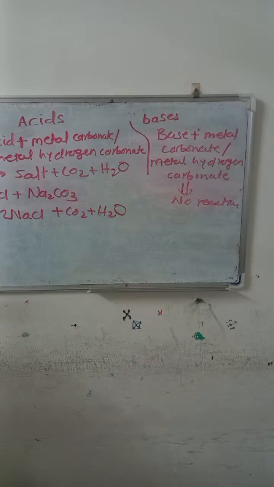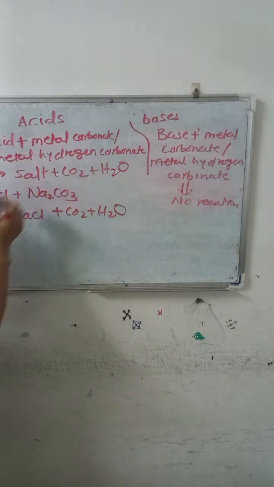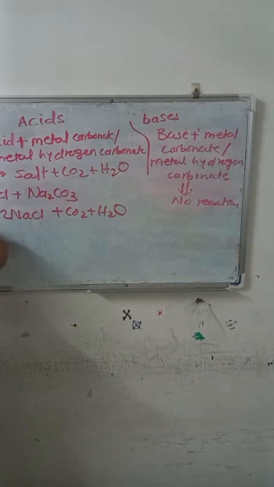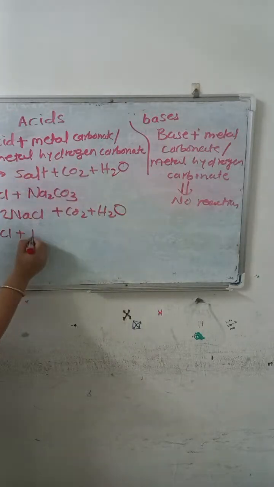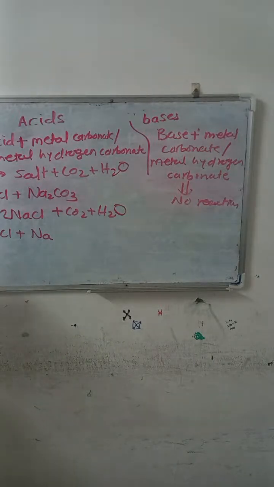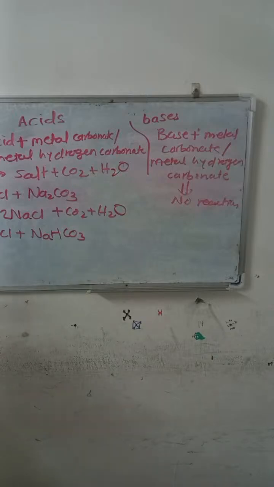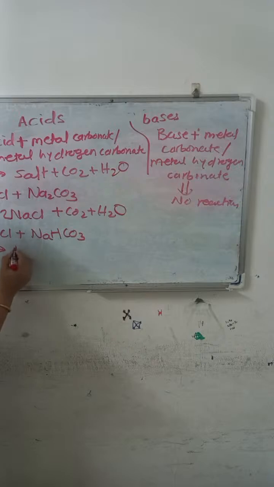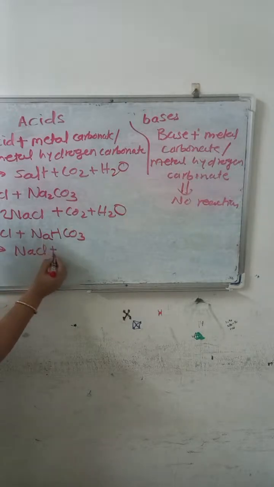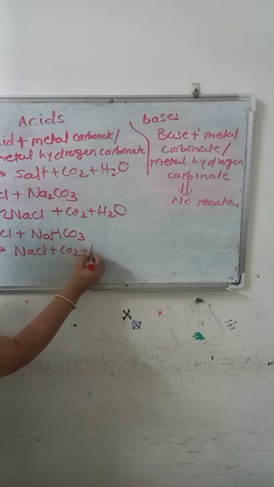Now here, this is what we did with the metal carbonate. Then we can do this reaction: hydrochloric acid with metal hydrogen carbonate. Only in hydrogen carbonates, H gets added over here. Here I will write NaHCO3. We take this component and do the reaction, and salt will form, that is NaCl, plus we will get CO2 plus H2O.